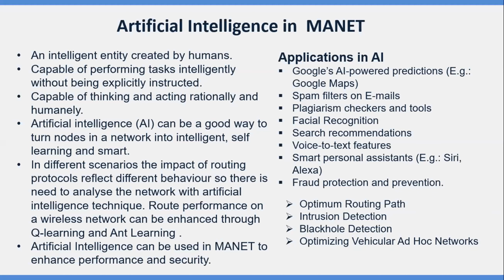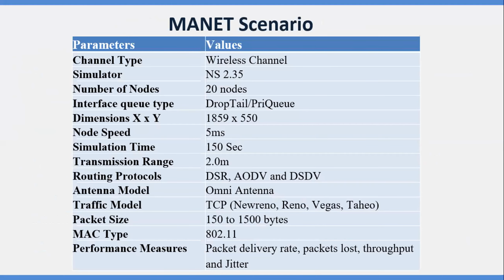Routing performance on the wireless network can be enhanced through Q-learning, ant learning, and optimum route path algorithms. Artificial intelligence can be used in MANETs to enhance battery life and other parameters. We can see AI applications in many areas nowadays, like Google AI-powered prediction, spam filters for emails, plagiarism checkers, facial recognition, search recommendation, voice text, fraud reduction, etc.